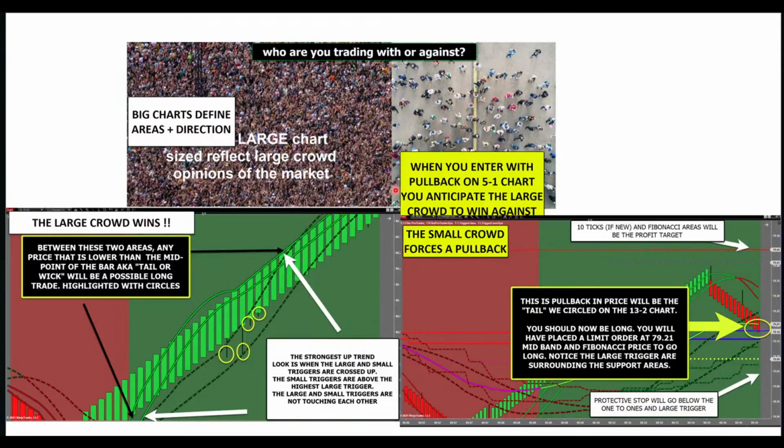And I love this metaphor. Who are you trading with and who are you trading against? If you're following the KISS plan, you're trading with the large crowd. Large crowd is your large chart, guys. They establish trends, they create momentum, they react at areas, and the large crowd typically wins. The small chart, I want you to think of them as the small crowd. And these are the people that still have way more money than us, and they're way more popular at parties, and they have nicer things, and they create that fight.